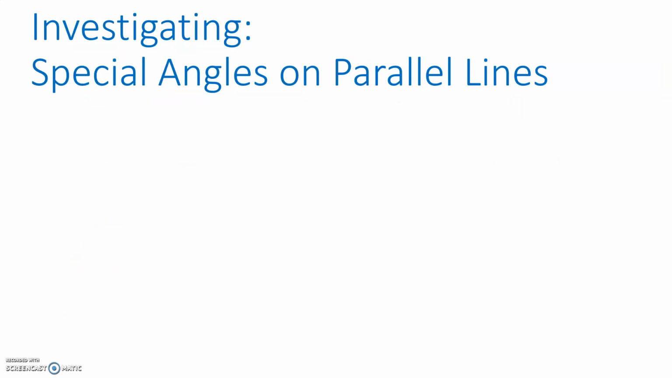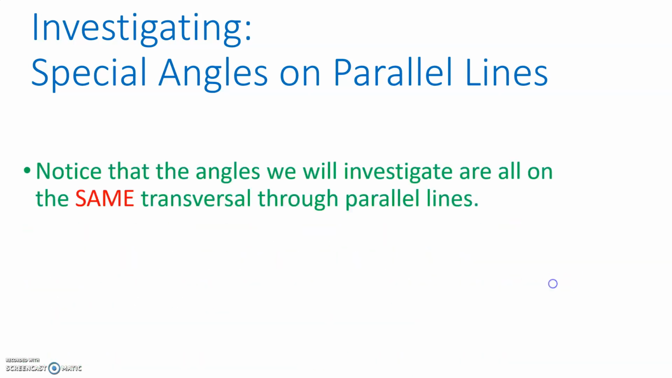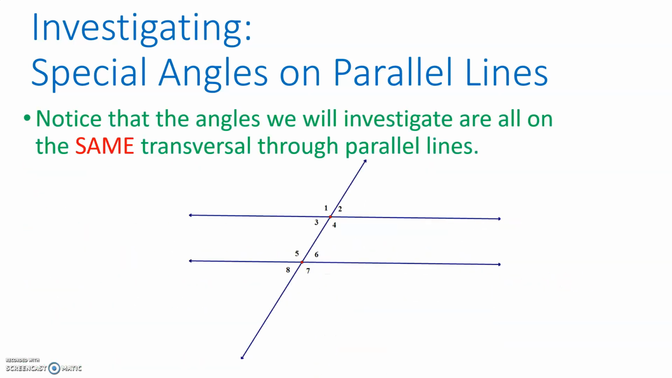So we are going to talk now about these special angles on parallel lines. Notice that the angles we will investigate are all on the same transversal through parallel lines. So here are my parallel lines, and this is the transversal that goes through those two parallel lines. All the angles we're going to talk about are connected to that transversal. They're all on each side of the transversal. So angles 1, 2, 3, 4, 5, 6, 7, and 8 are all on that same transversal.